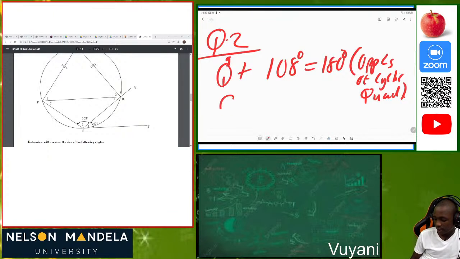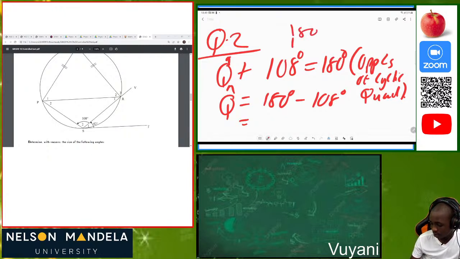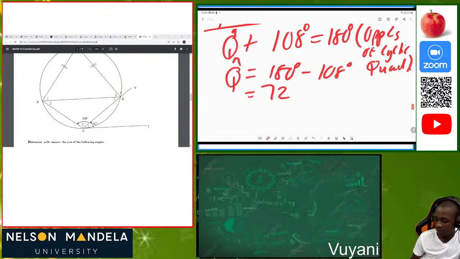Then we calculate our Q. It should be 180 degrees minus 108 degrees. Then what is our final answer? Can you assist me to calculate this? 180 minus 108. That's 72. So our angle Q is 72 degrees. Okay.